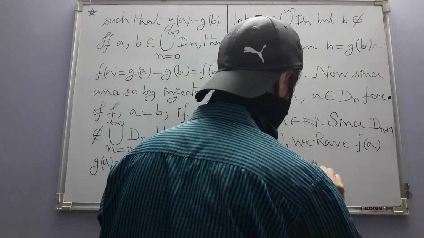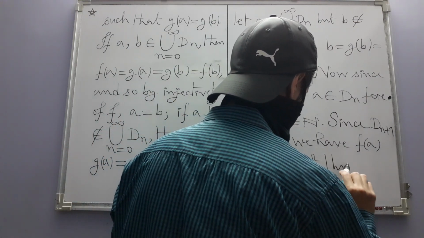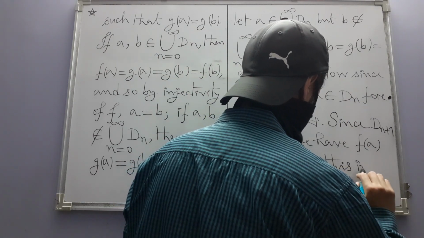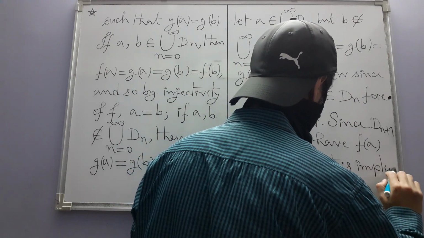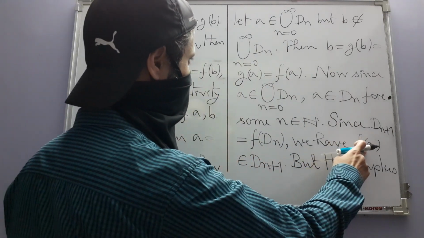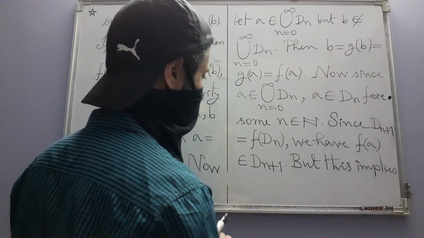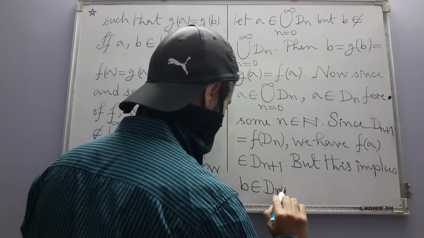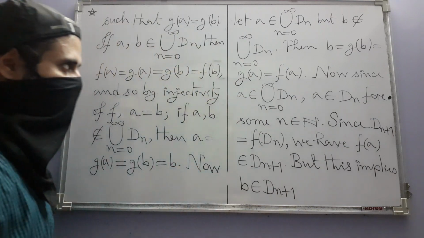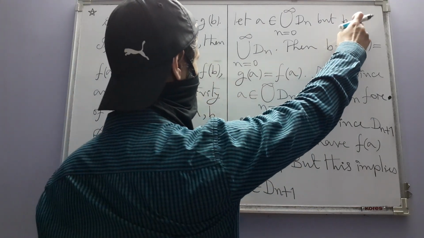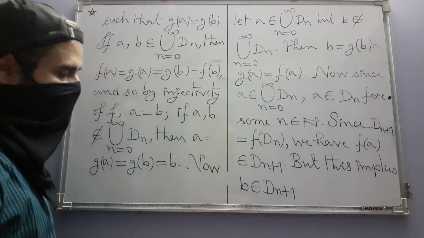But this has created a problem. This implies that, what is f of A? F of A is nothing but B. B belongs to Dn plus 1. But if B belongs to Dn plus 1, then this condition is being contradicted.